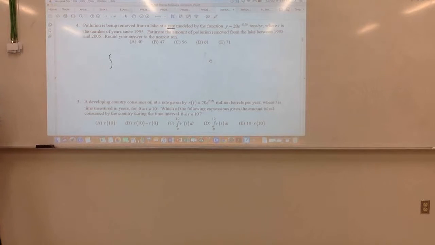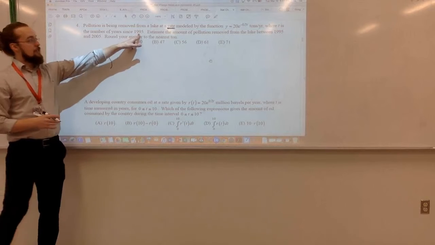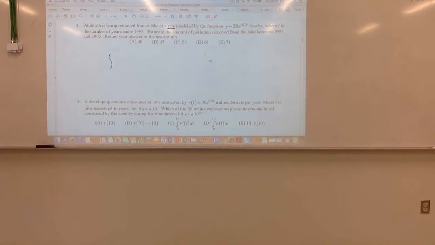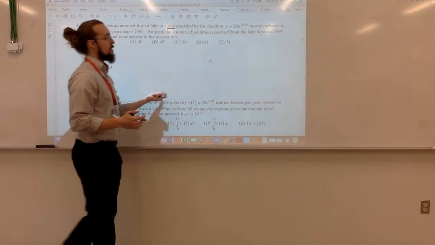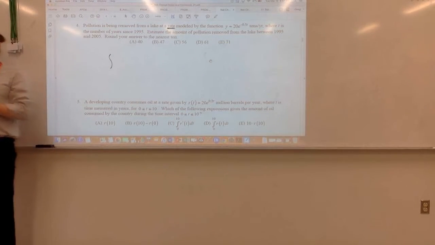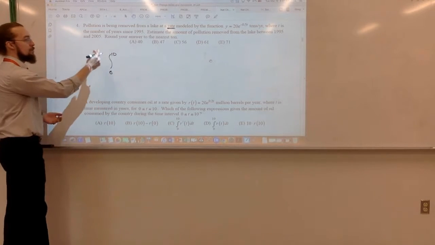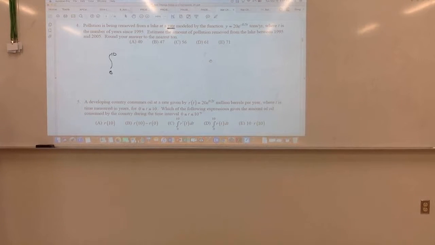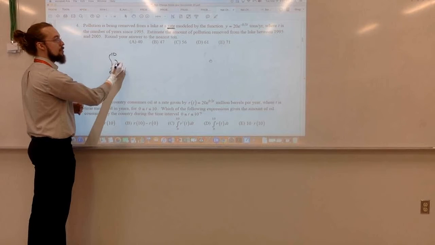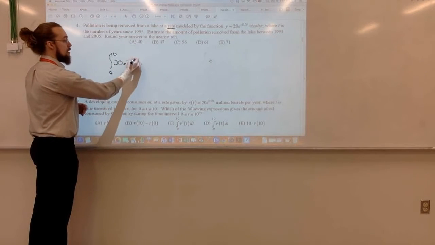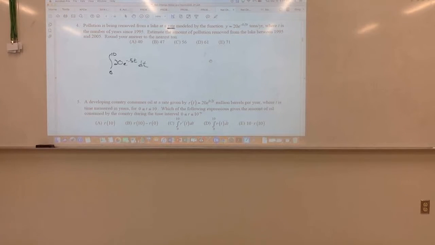Yeah, so why are the bounds 0 and 10? It says years since 1995. Right. It says t is the number of years since 1995, and we want to estimate the amount of pollution removed between 1995 and 2005. So there are 0 years from 1995 to 1995, and then 10 years from 1995 to 2005. So I'm integrating from 0 to 10 of this function that they give me, 20e to the negative 0.5t. So that I can just plug into the calculator.